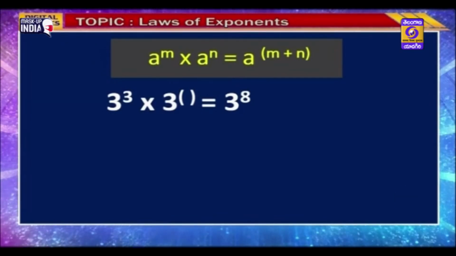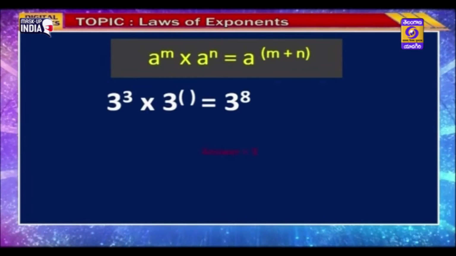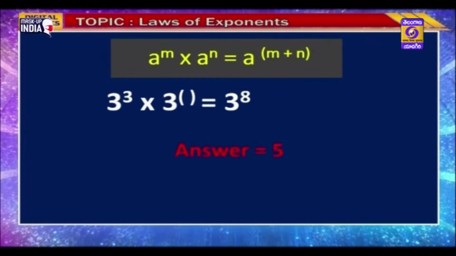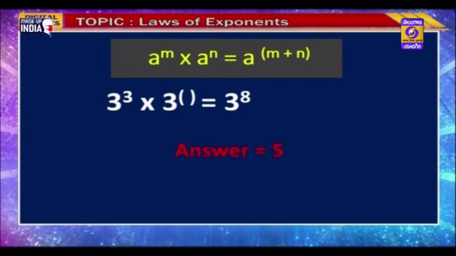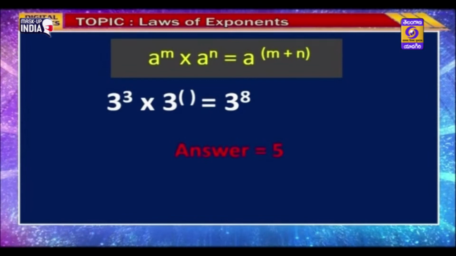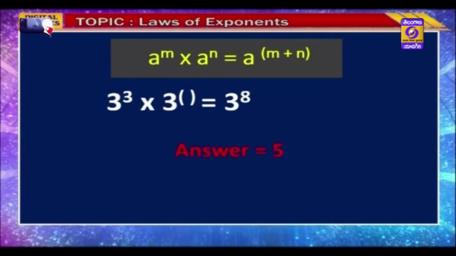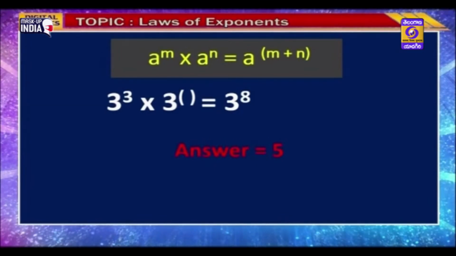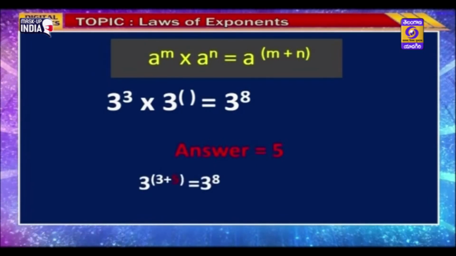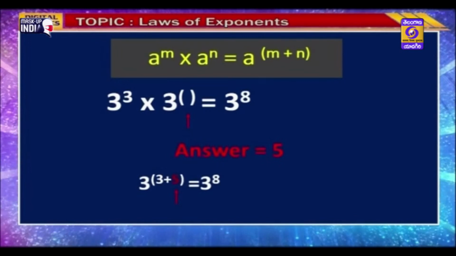See here. Now I'll tell the answer. See. The answer is 5. When we add this 5 with 3, you will get 8. So according to the first law, a to the power of m into a to the power of n is equal to a to the power of m plus n. So the powers are added up like this. So 5 should be there.